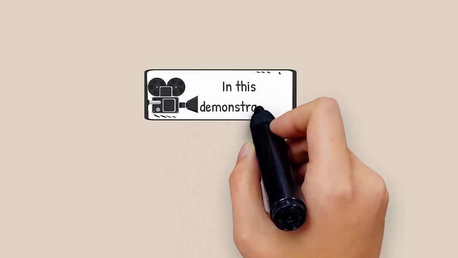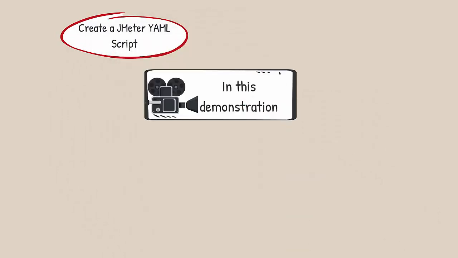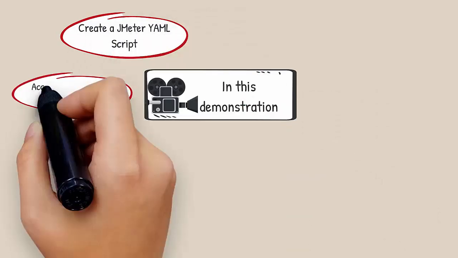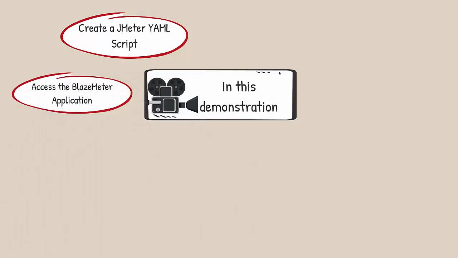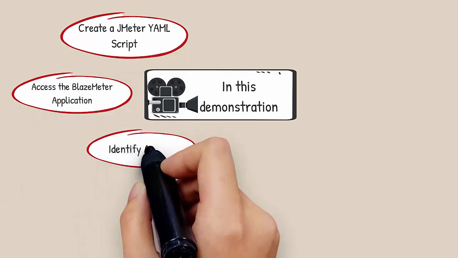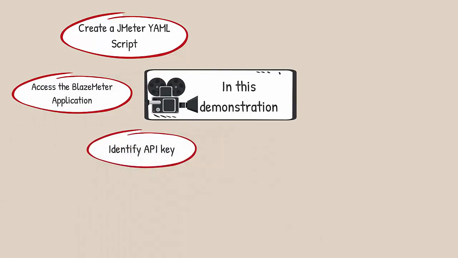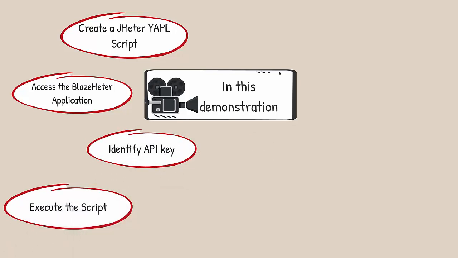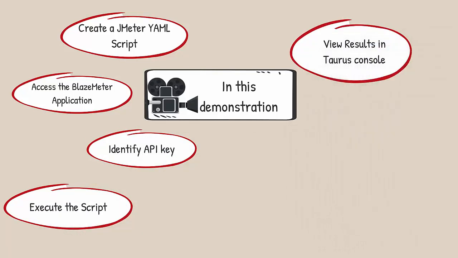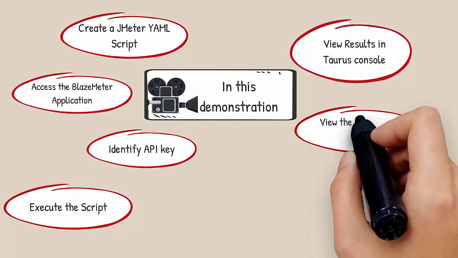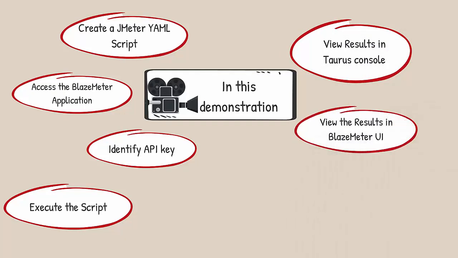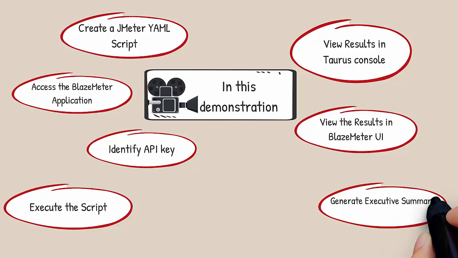In this demonstration, you will create a JMeter YAML script, access the BlazeMeter application, identify API key, execute the script, view results in Taurus console, view the results in BlazeMeter UI, and generate executive summary report.